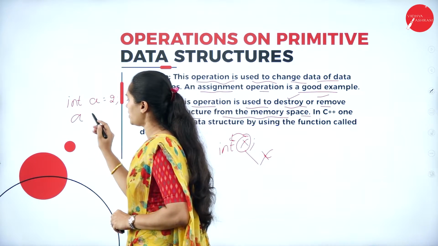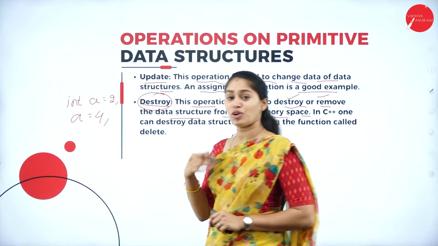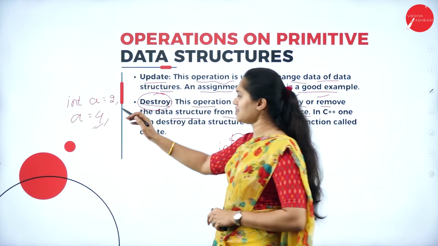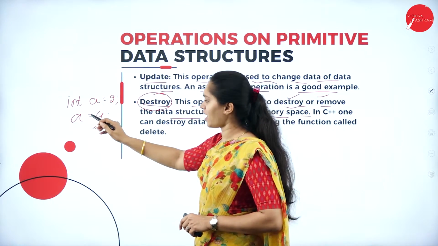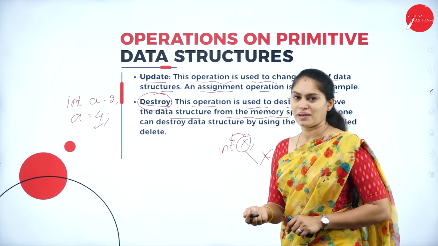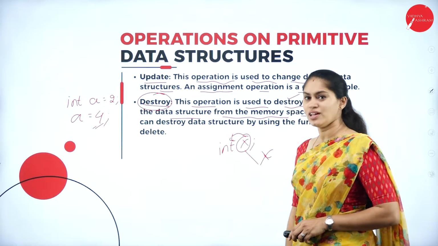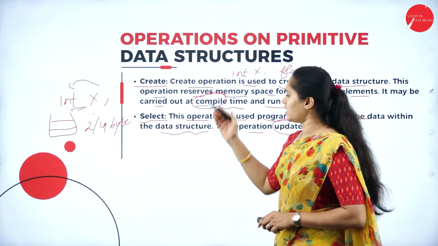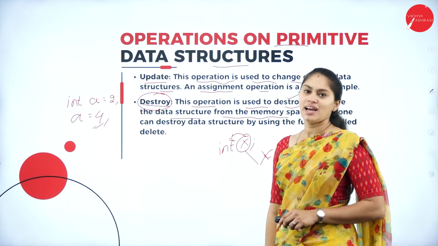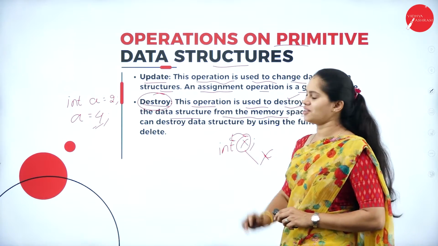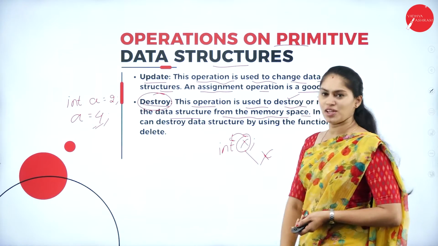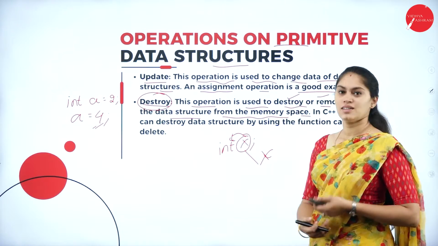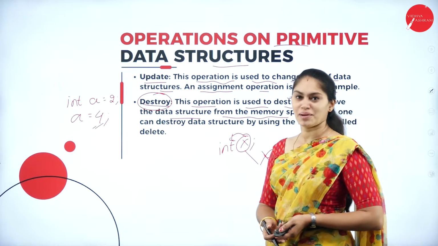So now what I am going to do, a is equal to 4. Previously what was the value of a? That is 2. As of now the value of a is 4. That means I have updated, I have assigned the value with the help of this assignment operator, that is related to update. So we have 4 operations with respect to these primitive data structures, that includes create, select, update as well as destroy. I hope you all understood regarding these operations on primitive data structures, and this is also important from the perspective of your examination. So now we got to note the operations on primitive data structures.